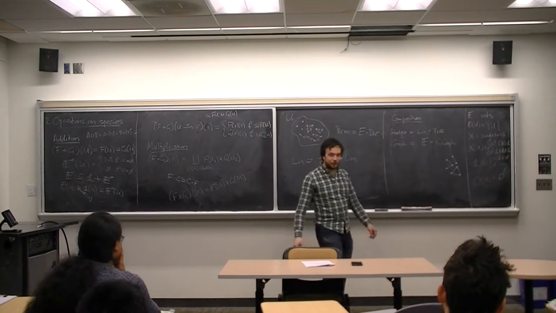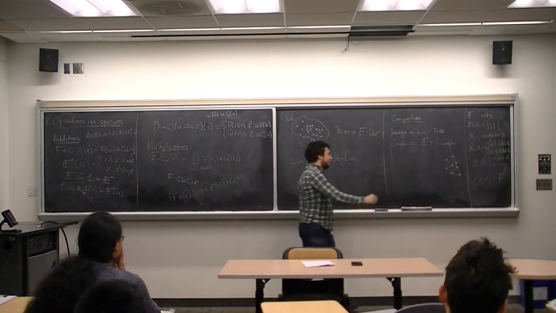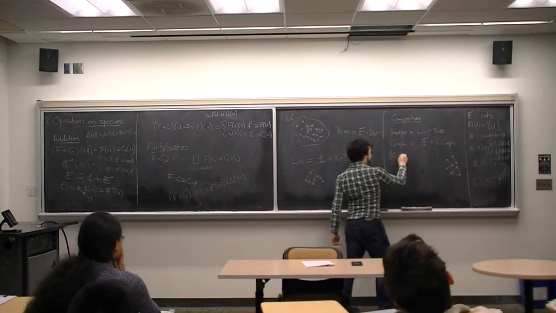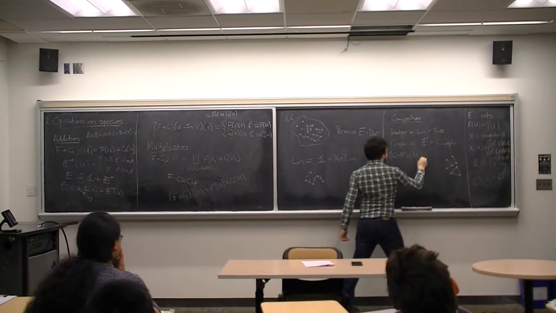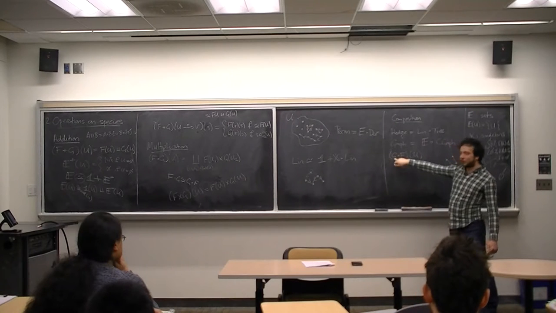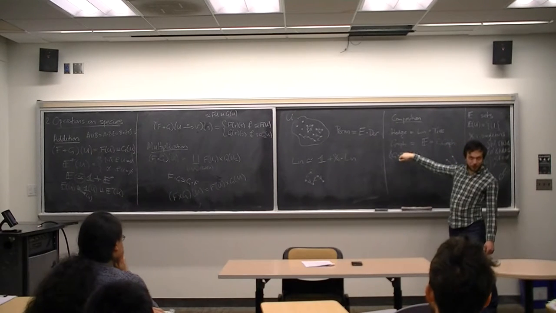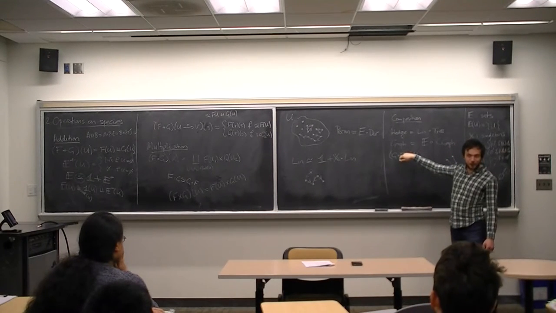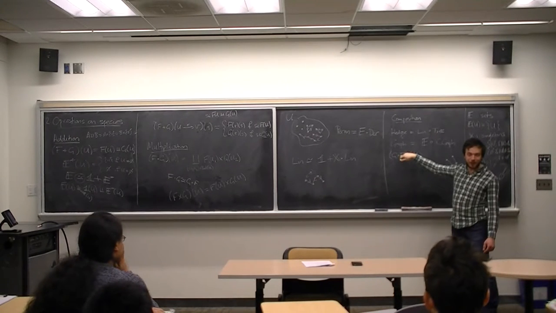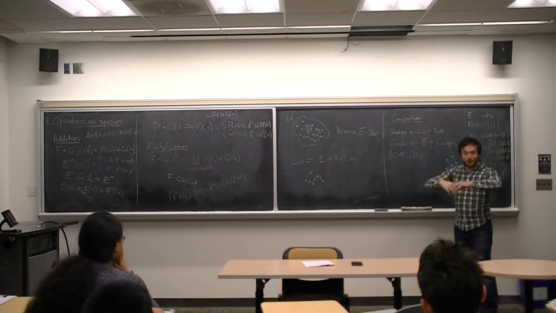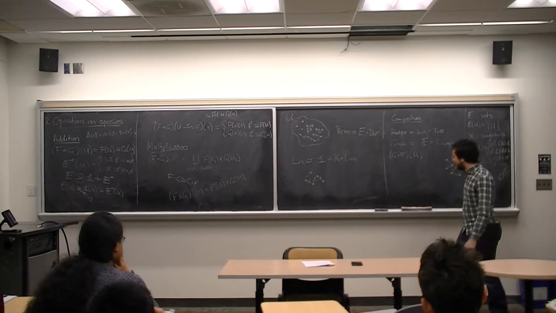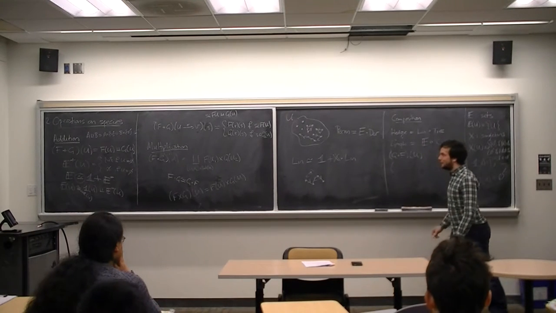So I guess I should tell you formally how to define composition. Well, what do you do? If you're given two species F and G, then G composed with F of U is going to be a G structure of F structures of U. So what I'm going to do is pick a partition of U into F structures, and then on the set of F structures I've done, I'm going to give you a G structure. So this is going to be, see if I can do this from my mind.